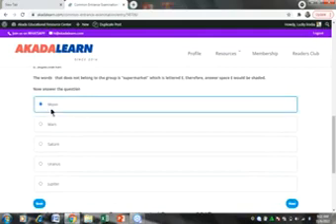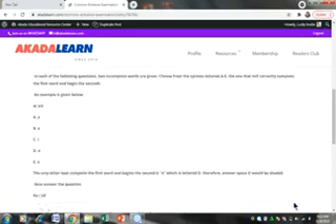Moon is the odd one because these four have to do with the nine planets. They're part of the nine planets, but moon is not part of the nine planets. So these other four options are planets. Moon is not a planet. So let's take the next question.